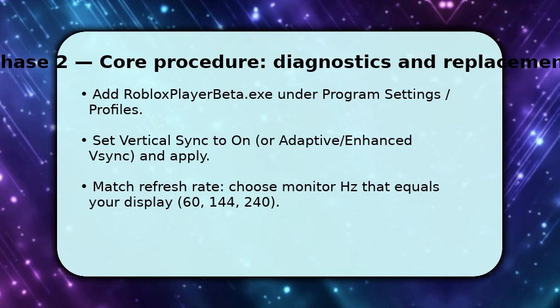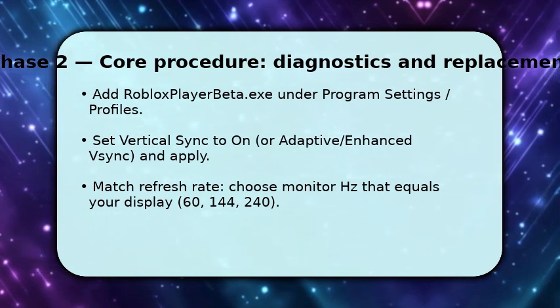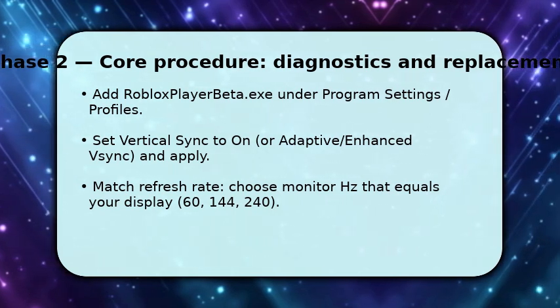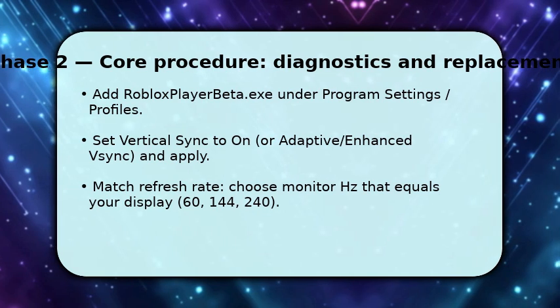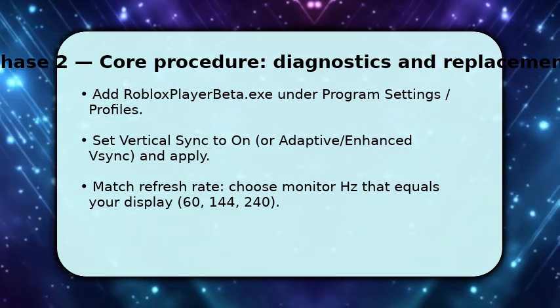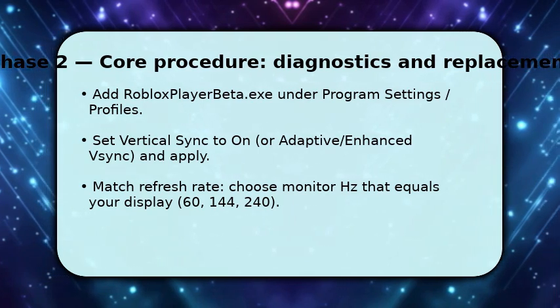Make sure the profile uses the preferred GPU and that the display refresh rate matches the monitor: 60, 144, or 240 Hz, to avoid micro-stuttering. Apply the profile, then close the control app. These settings persist until you change them.